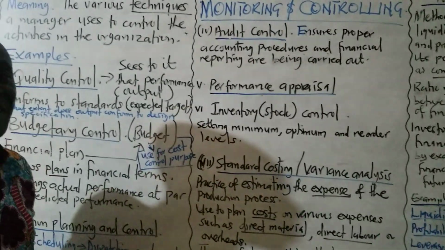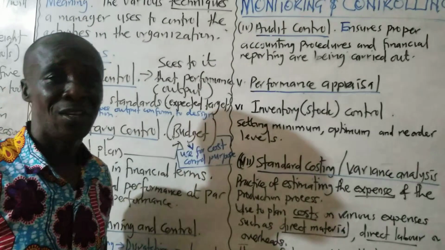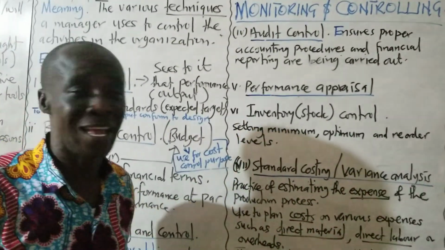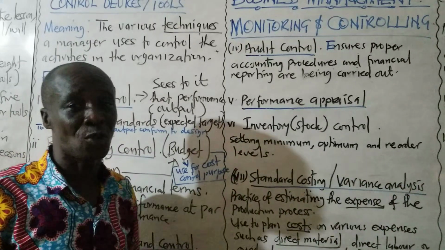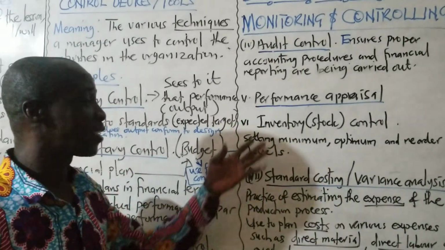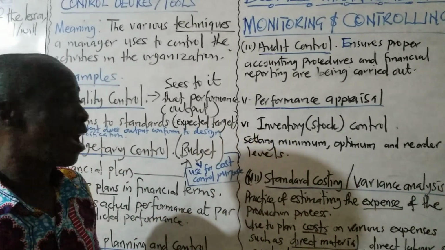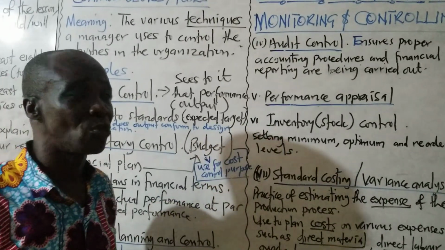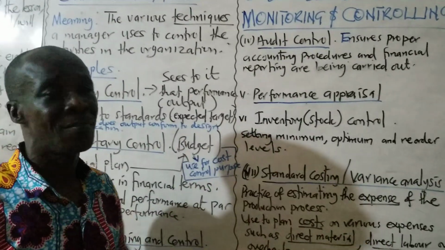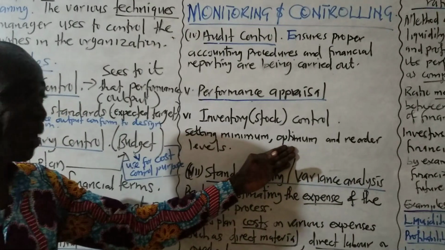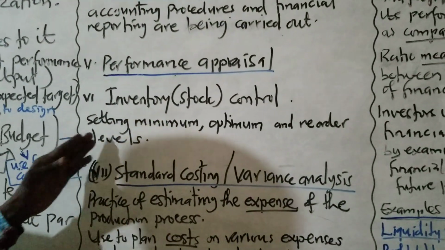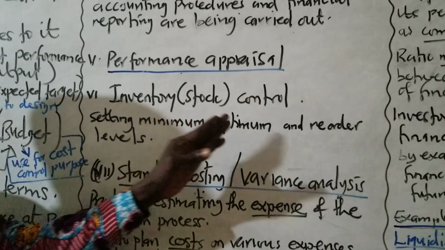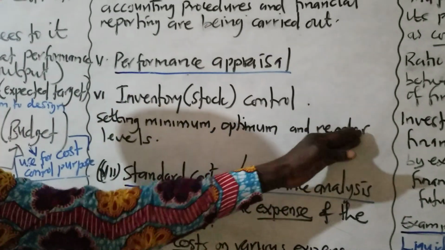Then the next one is inventory control. The A students who are doing costing, this is inventory or stock control. Very simple, straightforward. Now, inventory control, stock control sets the minimum, the optimum or maximum, and then the reorder levels. It sets the minimum, the optimum or maximum, and the reorder levels.